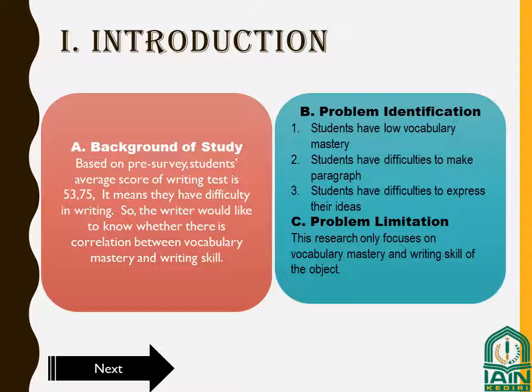And about problem identification, there are 3 problems. Number 1, students have low vocabulary mastery. Number 2, students have difficulties making paragraphs. Number 3, students have difficulties expressing their ideas. And for problem limitation, this research only focuses on vocabulary mastery and writing skill of the object.